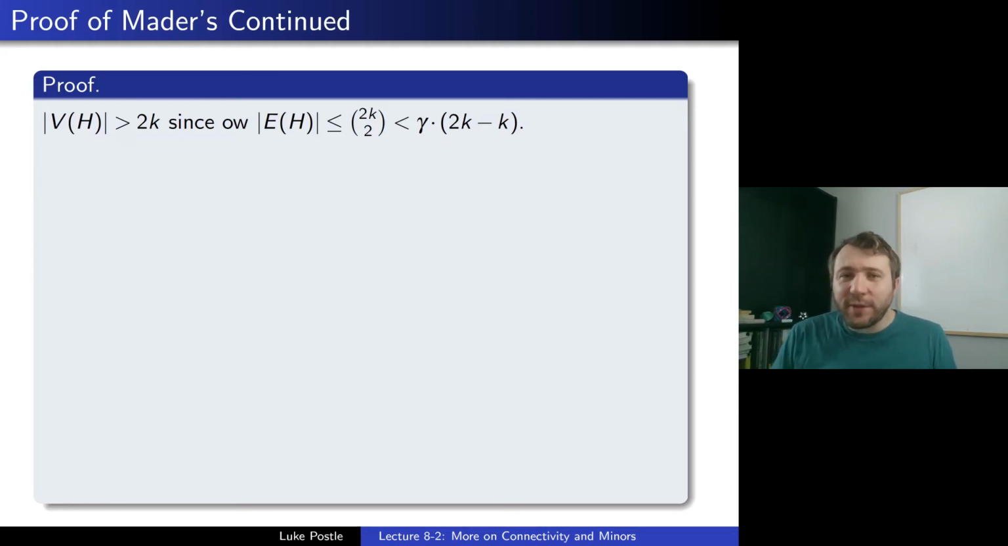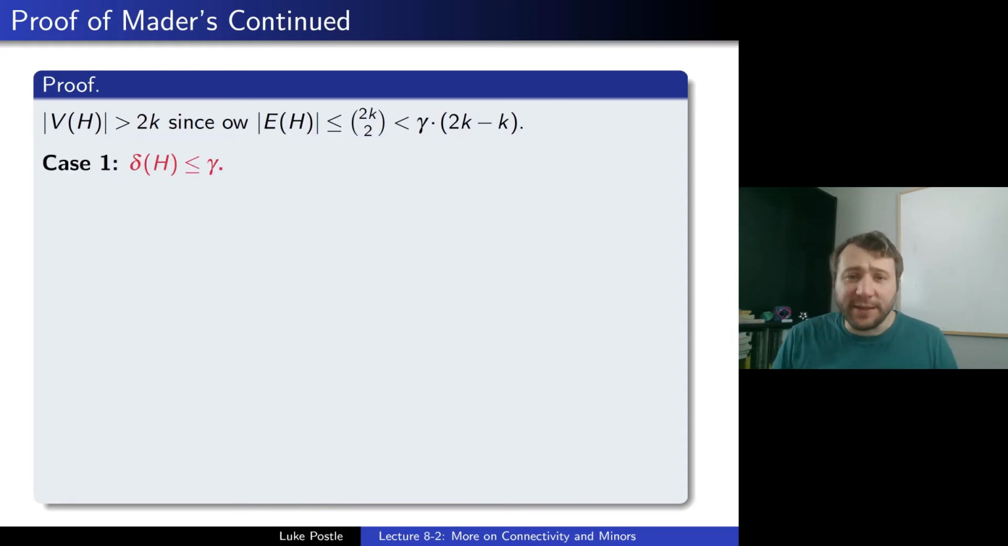But if you plug in what the assumption was on E of H being greater than gamma times 2k minus k, well, gamma is at least 2k, and so then this is actually smaller than gamma times 2k minus k. So it's not possible. What's the point of that? Now we have wiggle room. Even though we set H to be that minimum, it never actually attained that. So now we have some freedom because we could, say, delete a vertex from H and still satisfy that first assumption that H was decently large in the number of vertices. So that's exactly what we'll do.